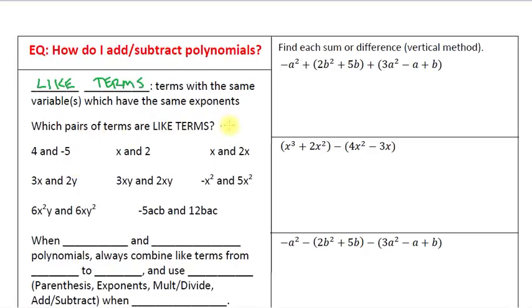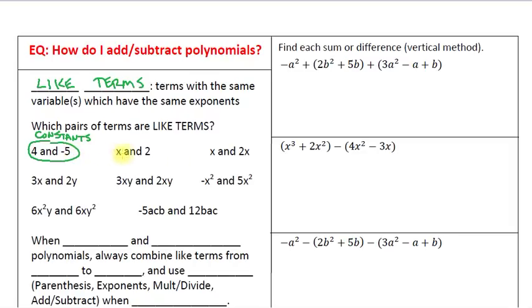Which pairs of terms are like terms? 4 and -5. Now, some of you might say, well, those aren't like terms, but they are. Just because they don't have variables doesn't mean they aren't like terms. And in fact, you can even write above here this word. These are called constants. A constant means it doesn't change. There's no variable. 4 is always going to be 4. If you have a whole bunch of constants, you can add or subtract them together. You do it all the time.